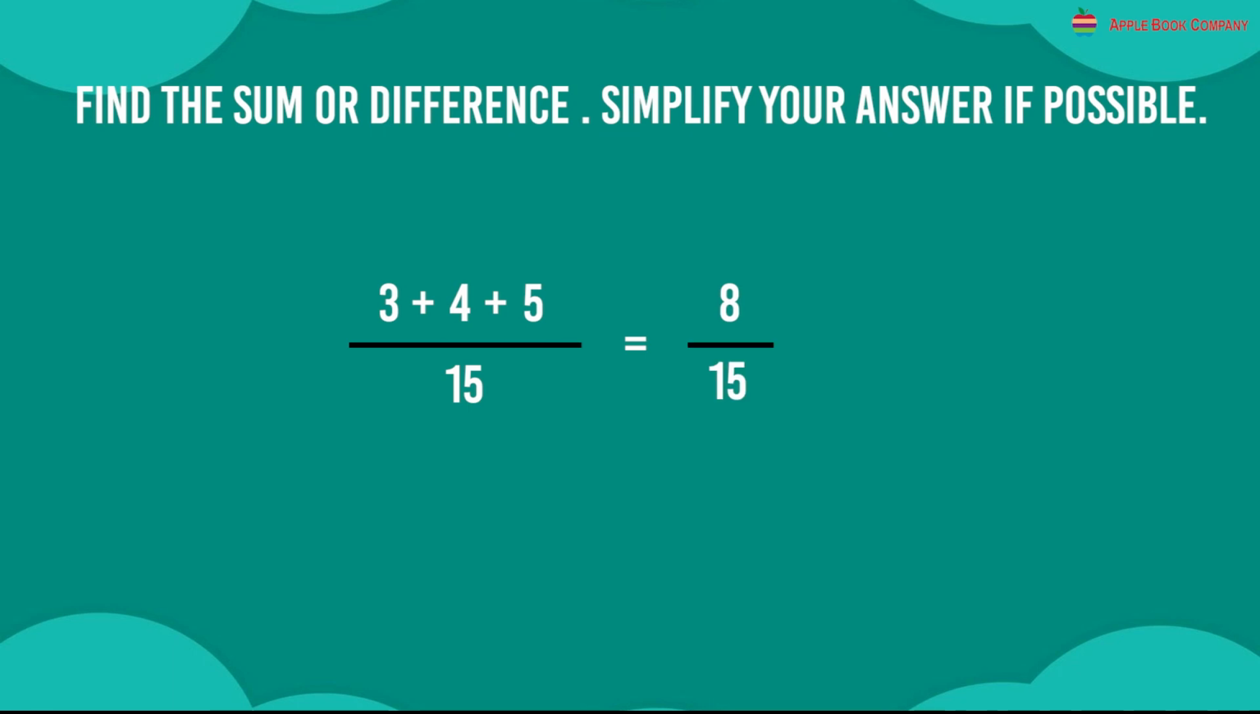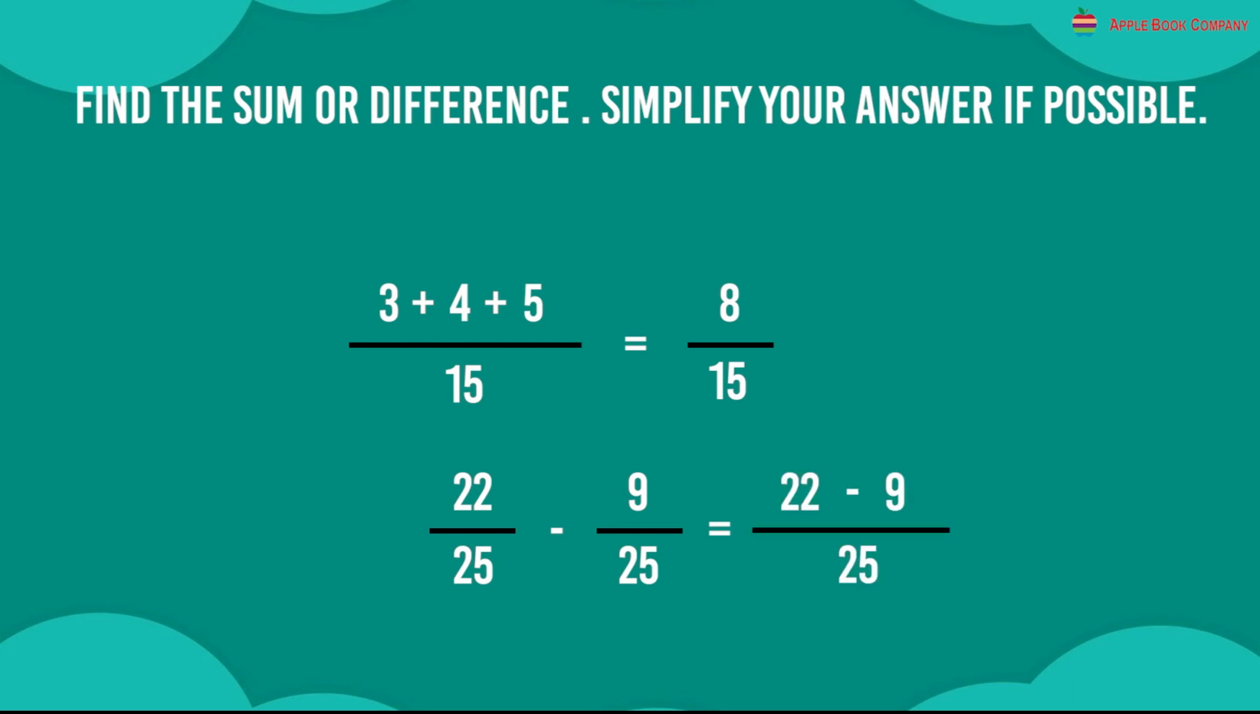Let's see another example for subtraction. 22 by 25 minus 9 by 25. This can be written as 22 minus 9 by 25, which is 13 by 25.